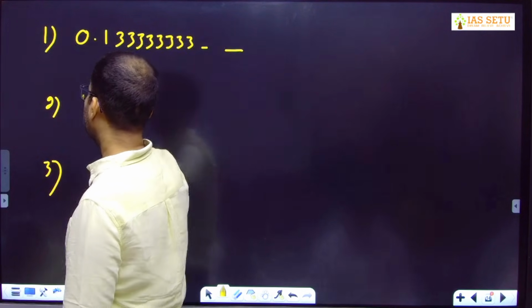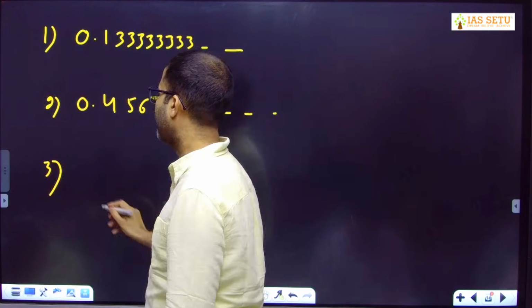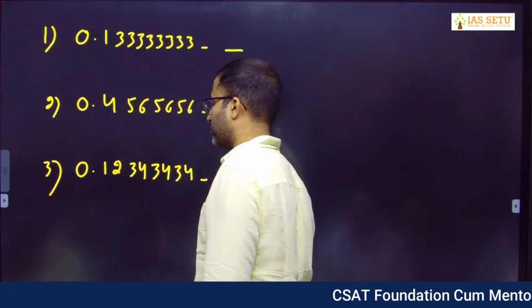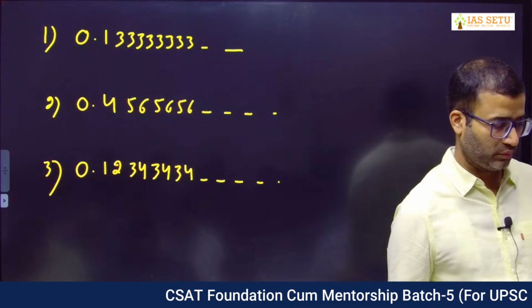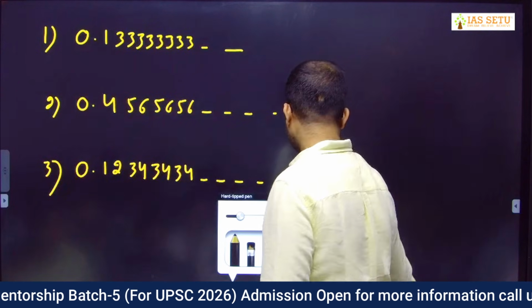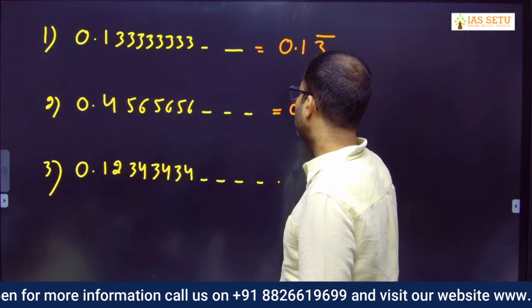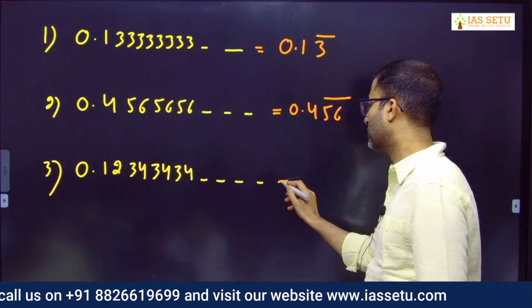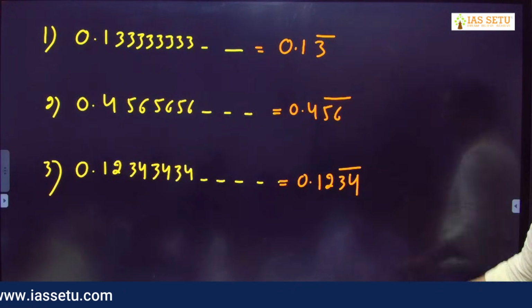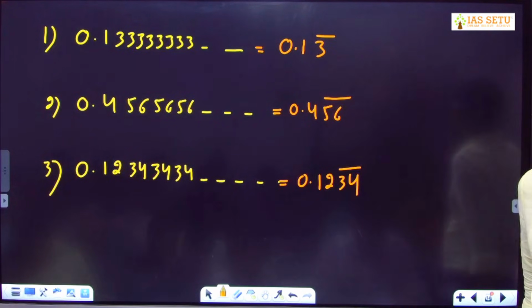0.133333333, 0.4565656, 0.123434. Now here we express it as 0.1 bar on 3, 0.4 bar on 5, 6. This is 0.12 bar on 3. Here 3, 4 reoccur again and again. Here 5, 6 reoccur again and again. Here 3 reoccur again and again.